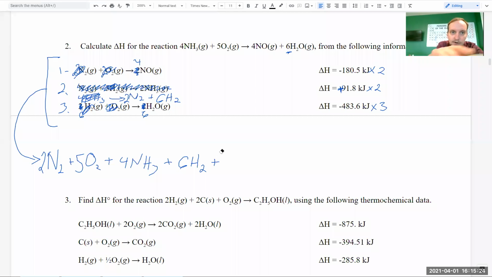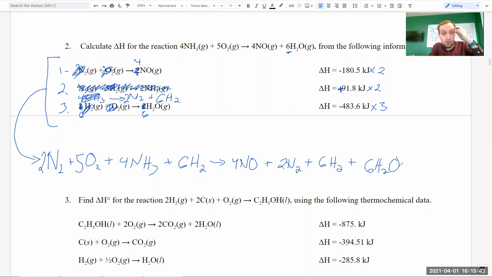So let me turn this into an arrow. Now I'm on the right side, reaction 1, I have 4NO. On reaction 2, I have 2N2 plus 6H2. And then on the reaction 3, I have 6 waters. Okay, so let's go ahead and see if anything cancels out. So what I see is this is going to cancel with this, so that's gone. I have 6 hydrogens, that's gone. That does not cancel. This does not cancel. That does not cancel, nor does that.